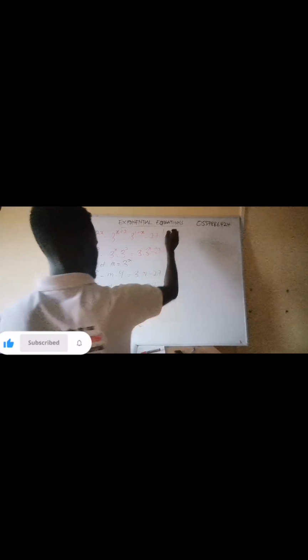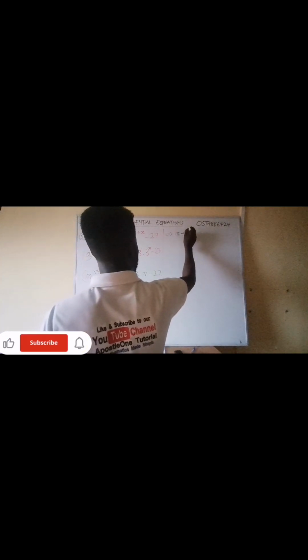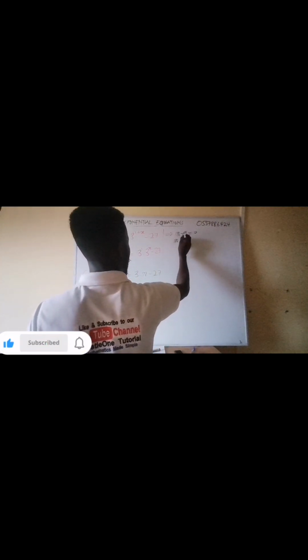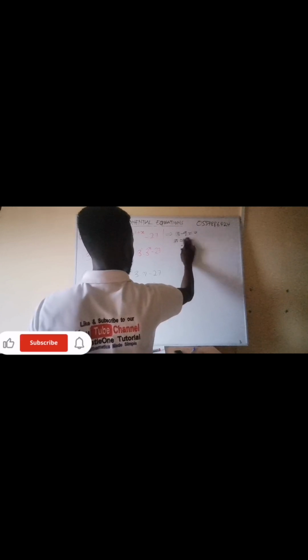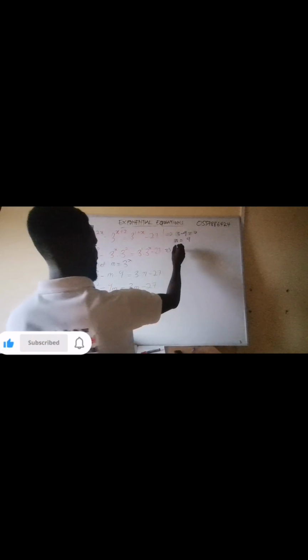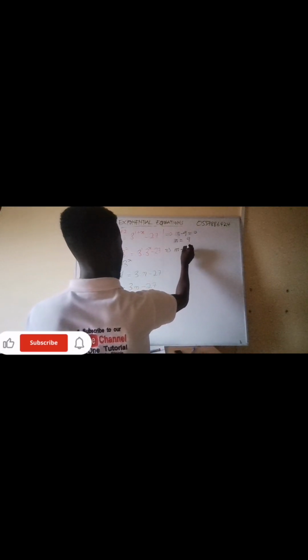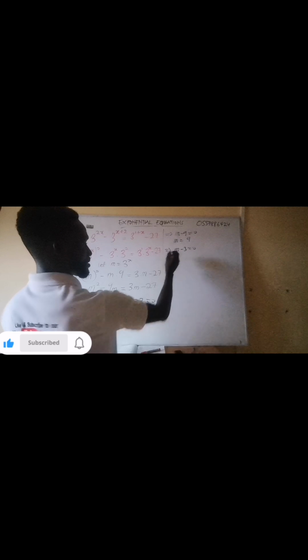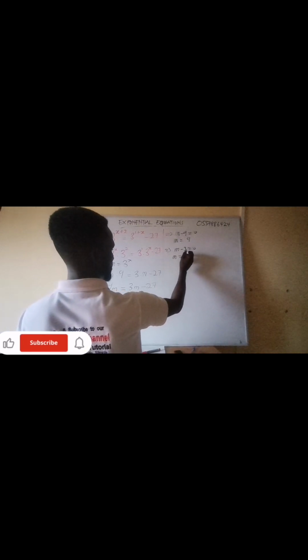You're going to get m minus 9 is equal to 0, m is equal to 9. Then you put the second bracket to 0. You are going to get m minus 3 is equal to 0. Then we have m is equal to what? 3.